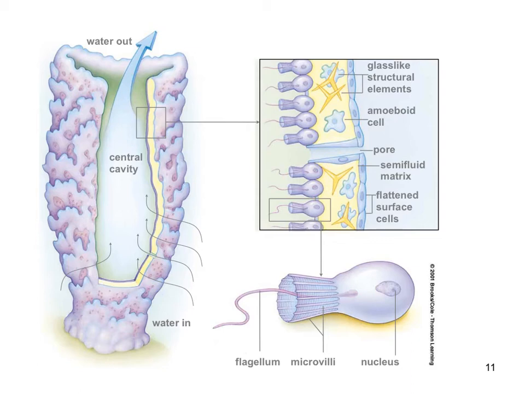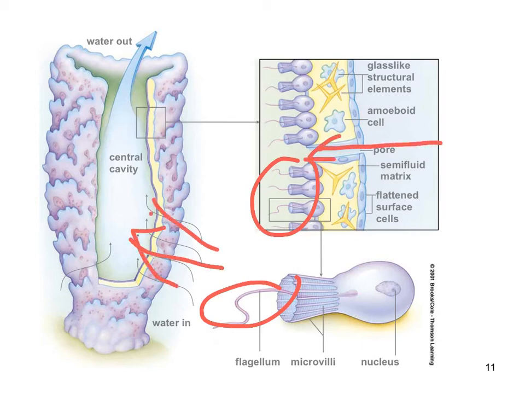You can see the flagella here, which would beat, like in these images, creating the current for the water to move through the pores into the body of the sponge, where the amoeboid cells would capture the food particles and digest them. The water would move up through the osculum and out.